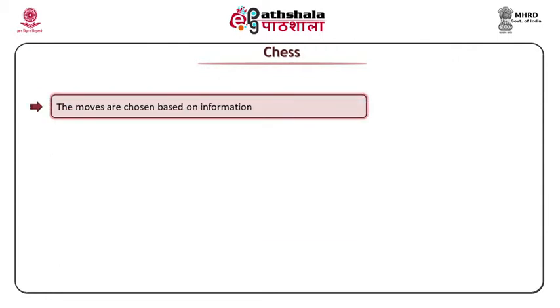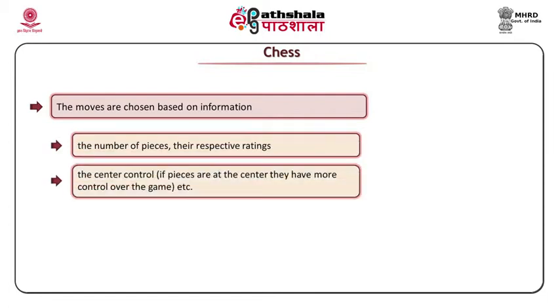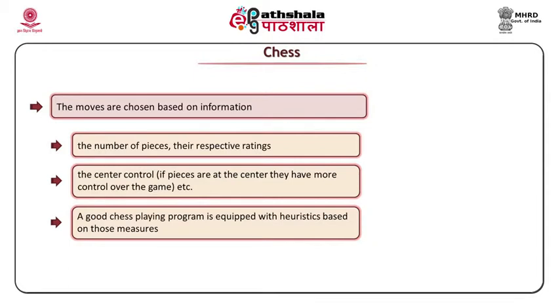Okay, and here are some heuristics that most chess programs use: the number of pieces and their respective ratings. For example, the queen is rated much higher than others, and the king is rated much higher than everybody else, and so on and so forth.